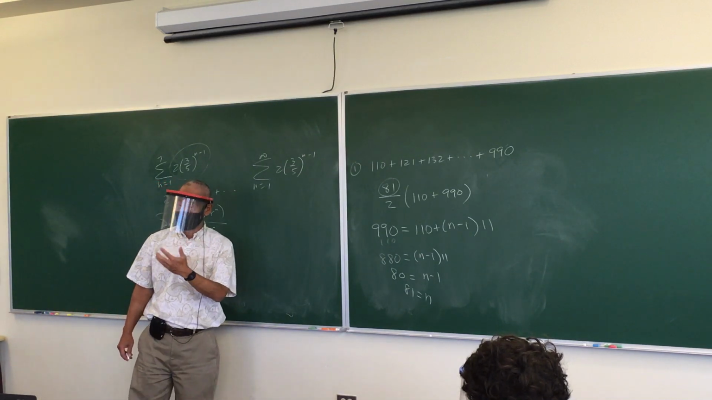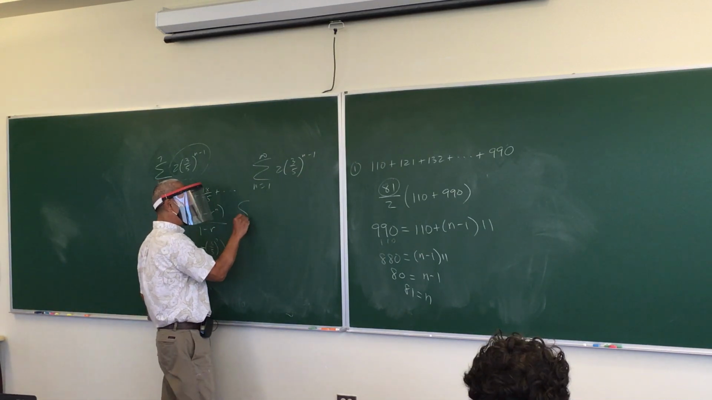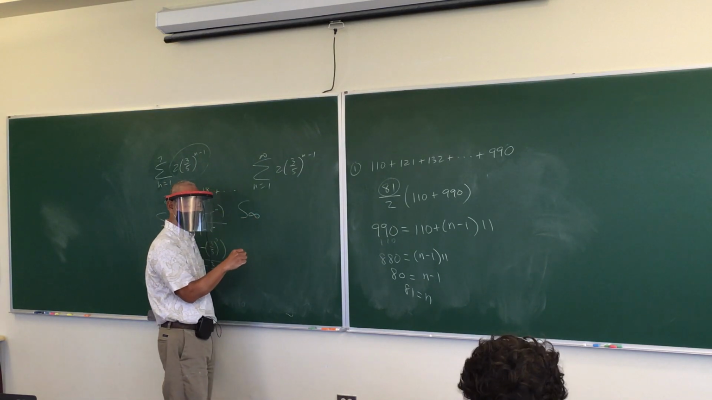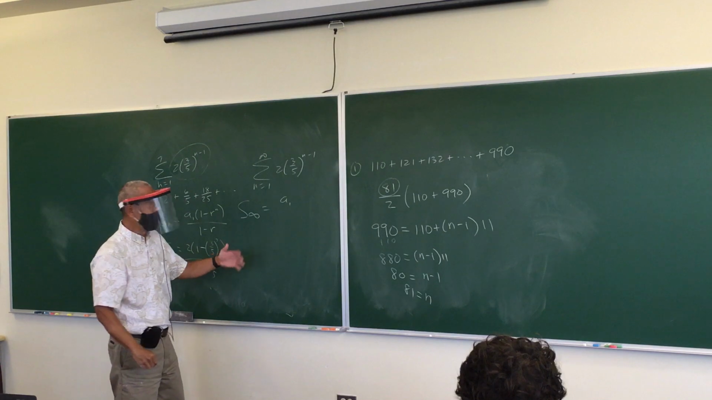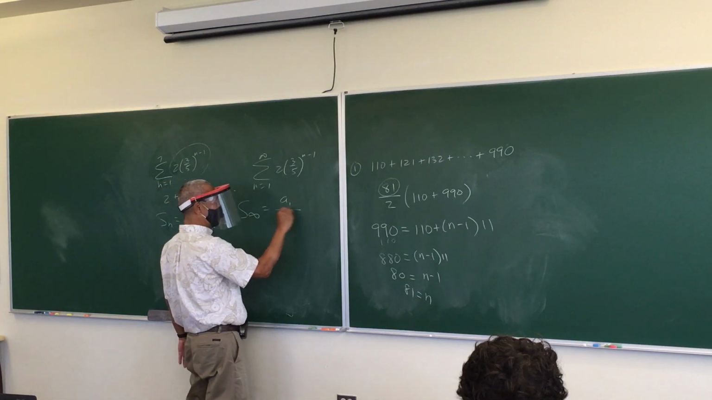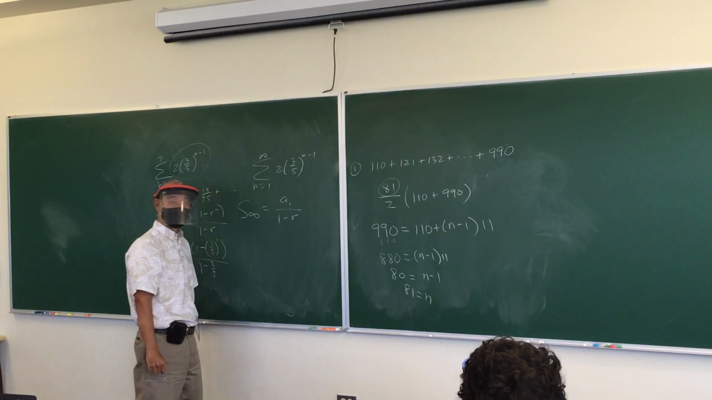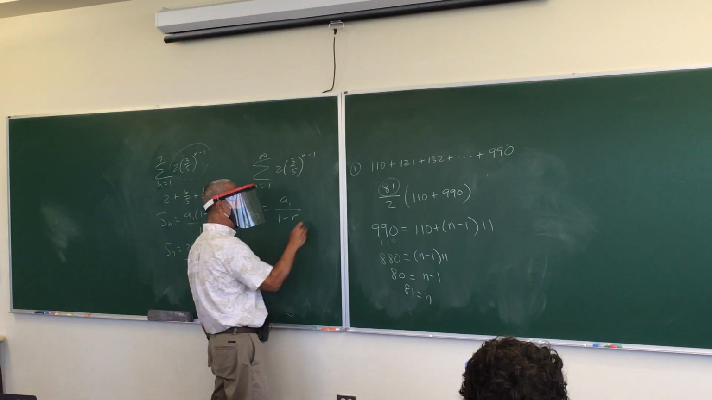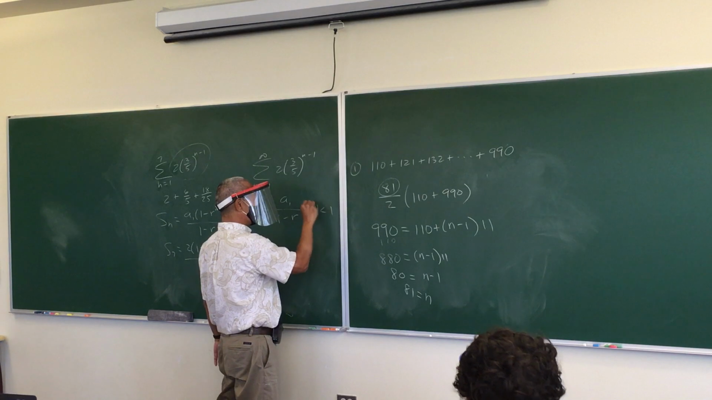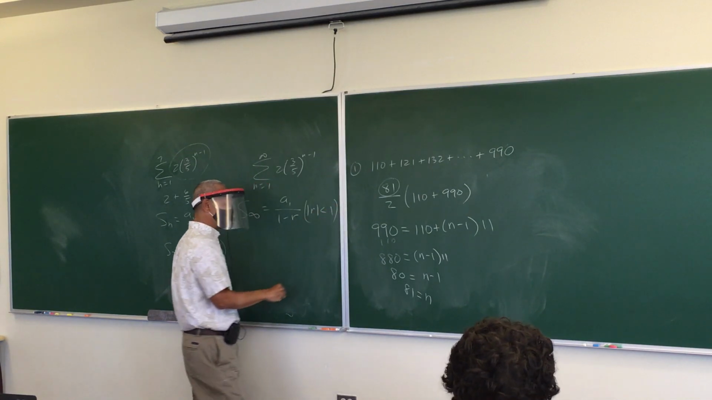Well, luckily we have a formula for this. The sum of an infinite number of terms of a geometric series is simply, and this is one of the most beautiful formulas in all of mathematics, the first term over 1 minus r. Look how nice and simple that formula is. But you can only use this formula if the absolute value of r is less than 1.